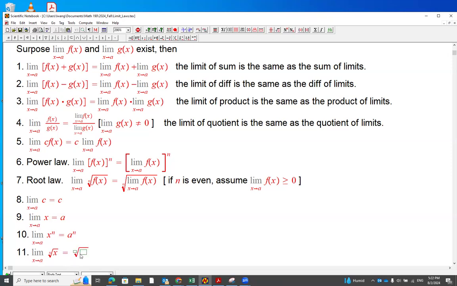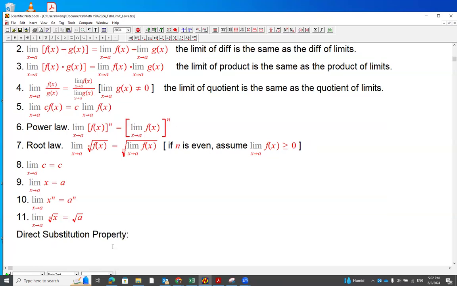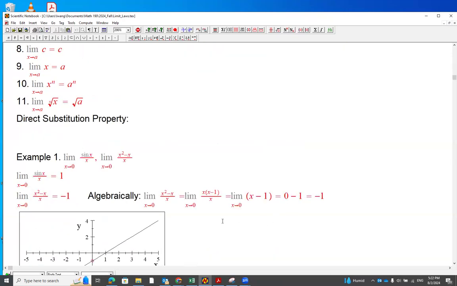So this sets the stage for the next property, the direct substitution property. This is a very useful property. We actually used it once earlier, right? We used it over here. We used it over here.